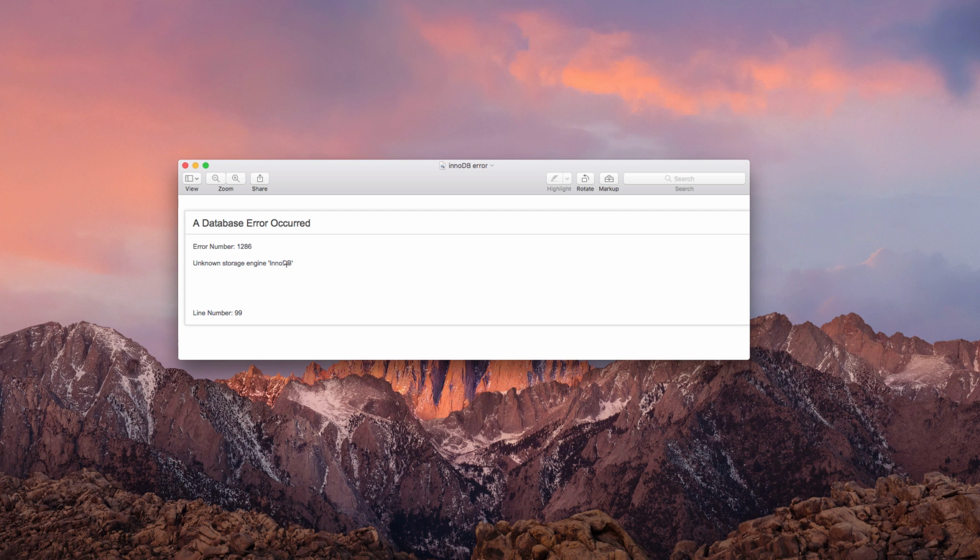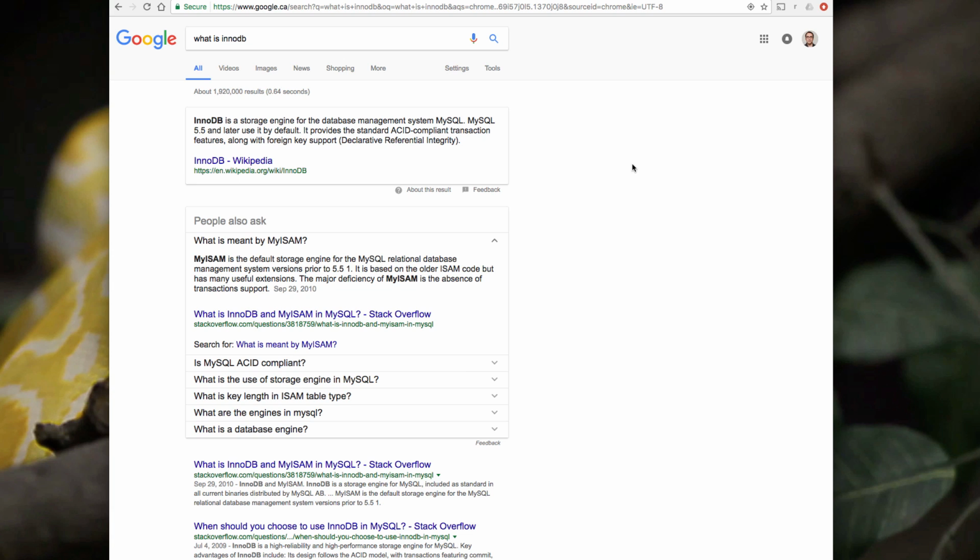We got this problem. It's having trouble hitting InnoDB based tables. Just in case you don't know, you go to Google. What is InnoDB? InnoDB is a storage engine for the database management system MySQL. MySQL 5.5 and later use it by default. It provides standard ACID-compliant transaction features along with foreign key support.